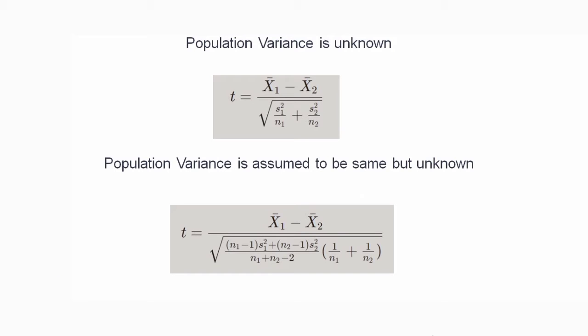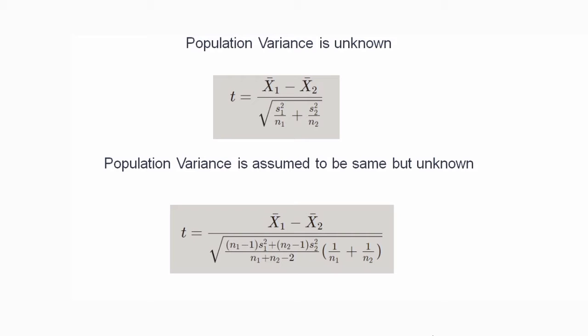Now, how do we calculate this in IST? We have two equations for that. One is when the population variance is unknown and there is no assumption of the population variances being the same. In that case, t is equal to x1 bar minus x2 bar divided by the square root of s1 square by n1 plus s2 square by n2. Here x1 bar and x2 bar are the means of the first and second groups, s1 and s2 are the standard deviations of the two groups, and n1 and n2 are the sample sizes.